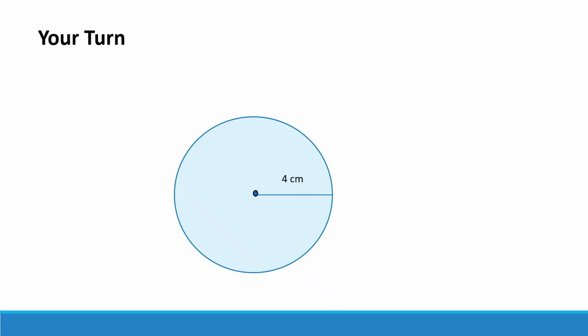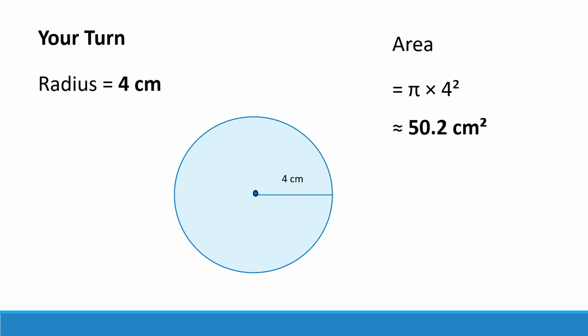Now it's your turn. Pause the video and try to find the area of this circle by yourself. The radius is 4 centimeters. Use the formula. Area equals pi times radius squared. When you're ready, press play to check your answer. The answer is approximately 50.2 square centimeters.